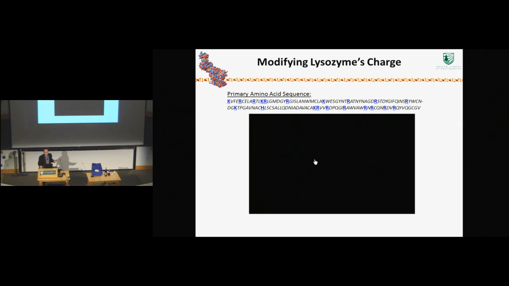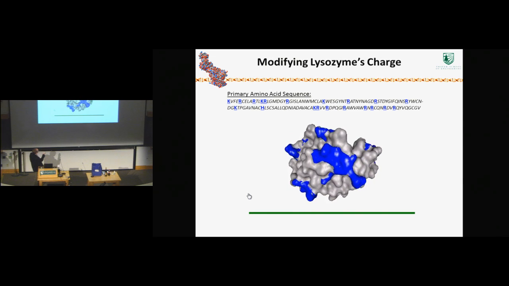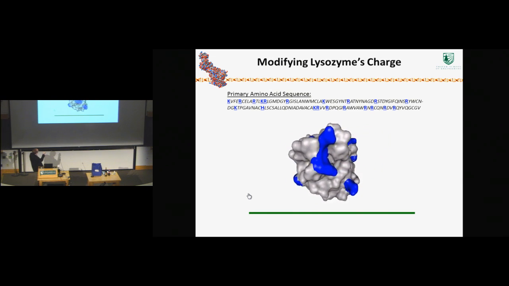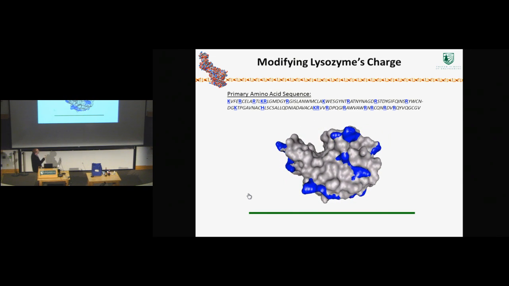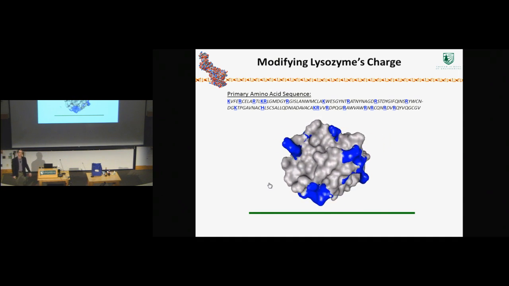What I'm going to show you here is a quick movie showing the mapping of all of these positively charged residues across the surface of lysozyme. You'll see some spots where several residues are spaced closely together, but in general these residues are spread out, distributed across lysozyme's surface.